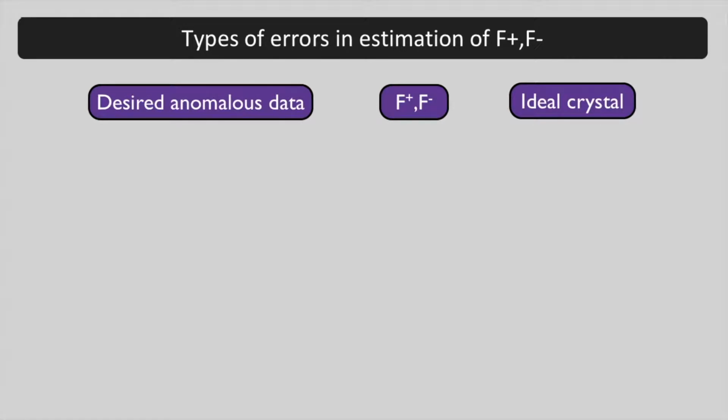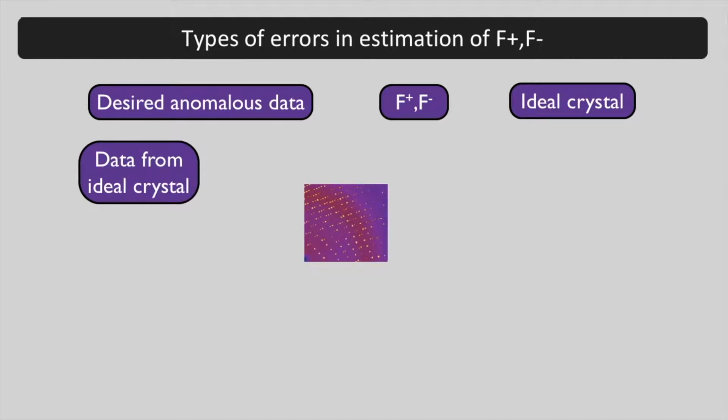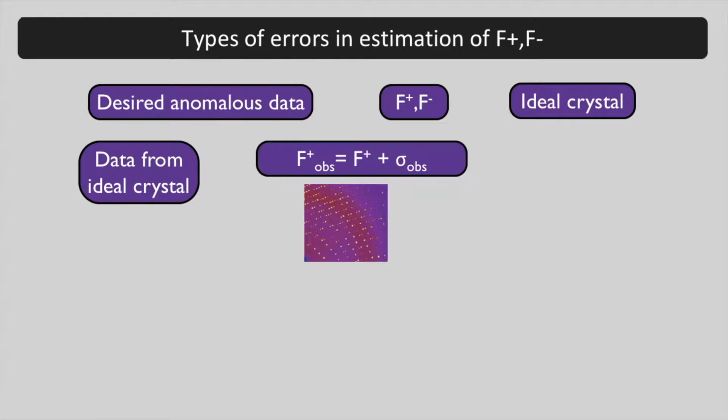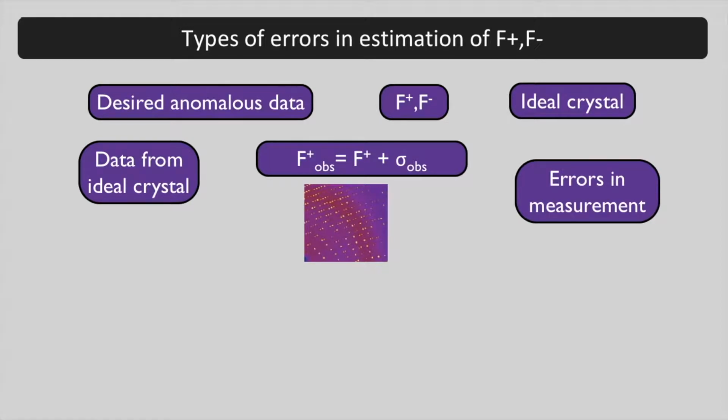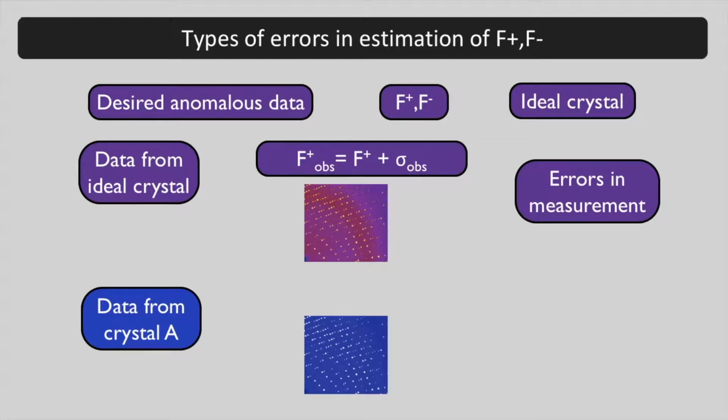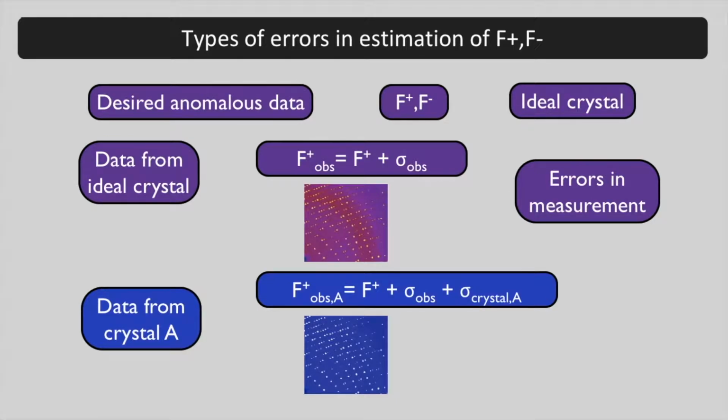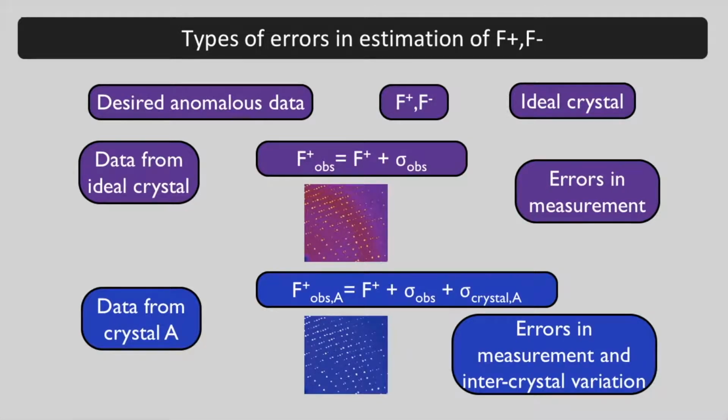Let's imagine how the data we measured are related to the F plus and F minus for an ideal crystal. If we measured data from an ideal crystal, the observed F plus, F obs, would be the ideal F plus with some error in measurement, sigma obs. Now if we measure data from a real crystal, the observed F plus will be the ideal F plus with errors in measurement, sigma obs, and also variation between this crystal and the ideal one, sigma crystal A.